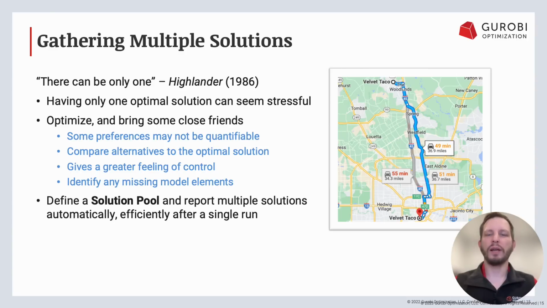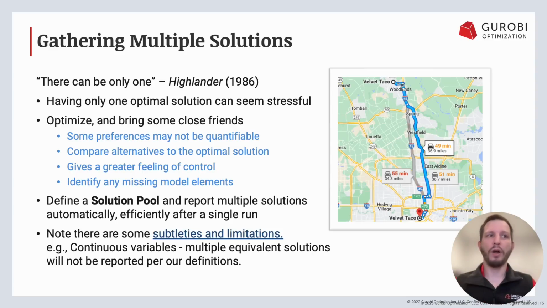So to analyze a bunch of different solutions, what we do is define a solution pool. This helps us report multiple solutions automatically and efficiently after a single run. There are a couple of different ways to go about it, and we're going to dive into those in a second. But I do want to note that there are some subtleties and limitations here. With continuous variables, multiple equivalent solutions won't be reported, per the way this is all set up. But now let's dive into how we can extract some of these multiple solutions and what that really means.